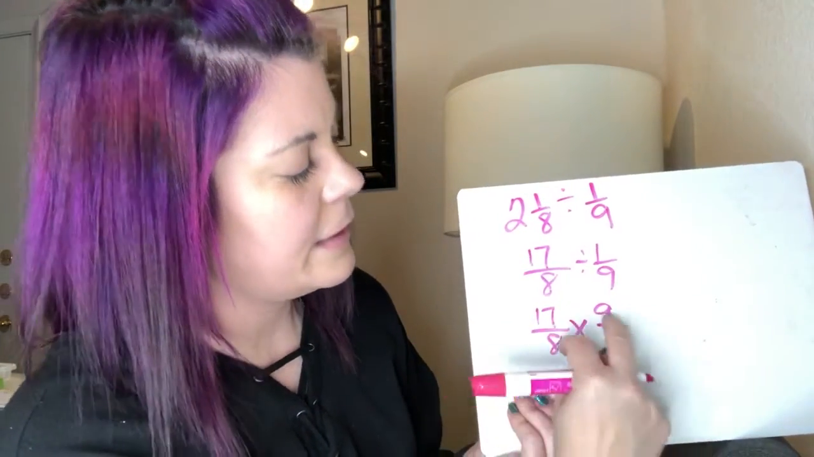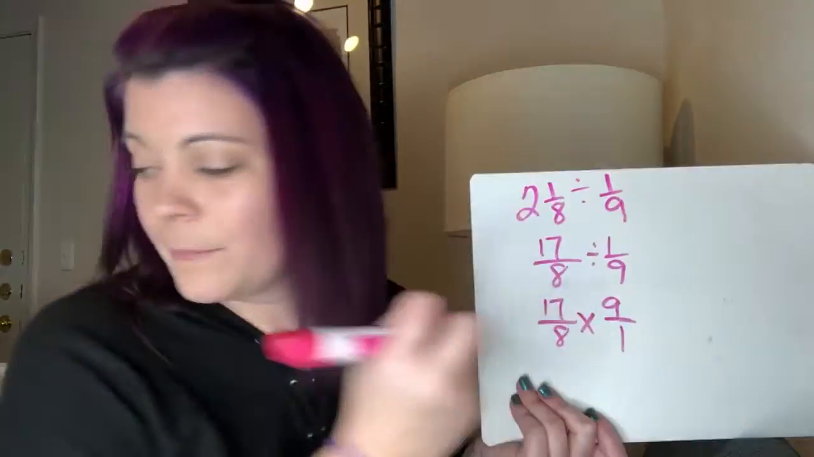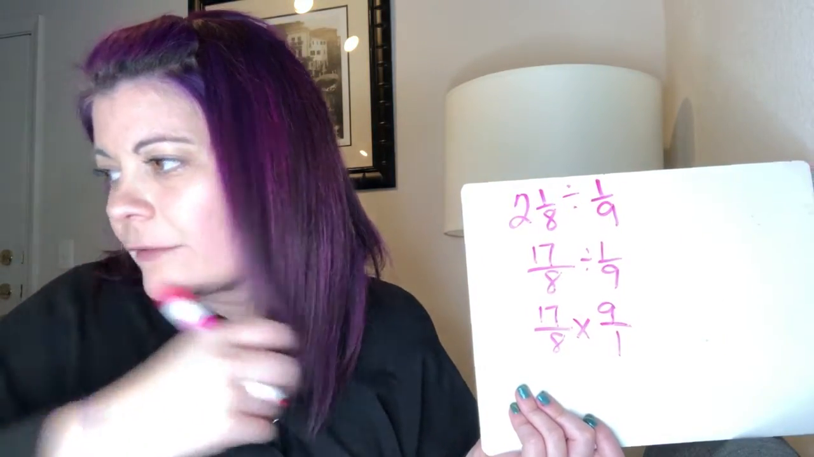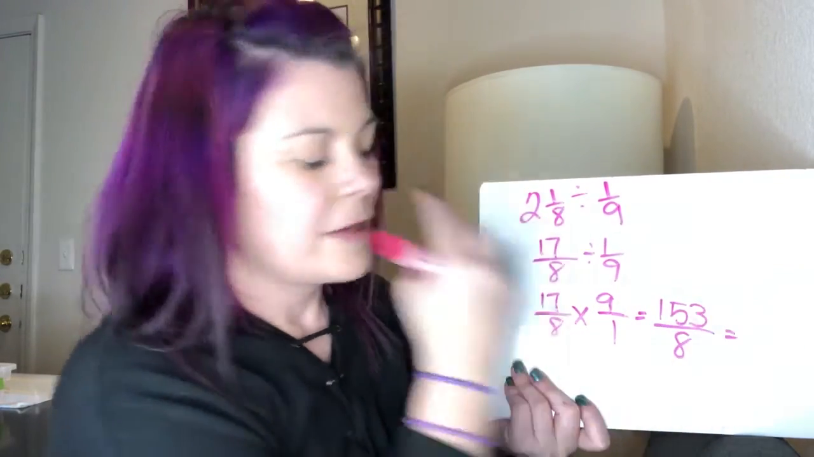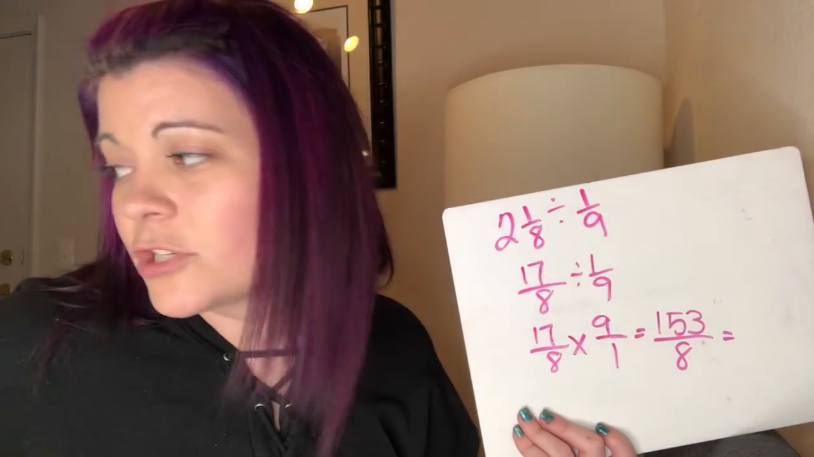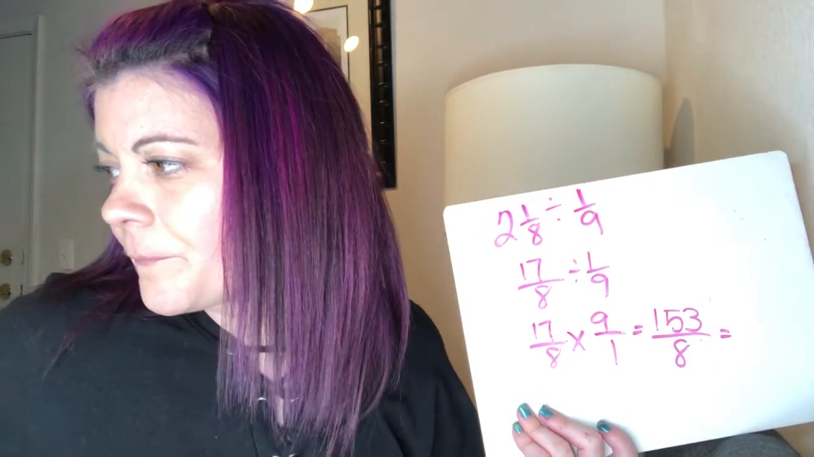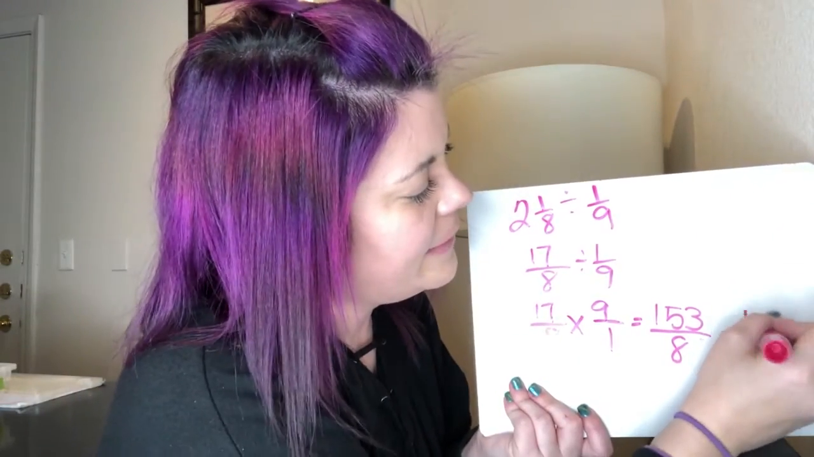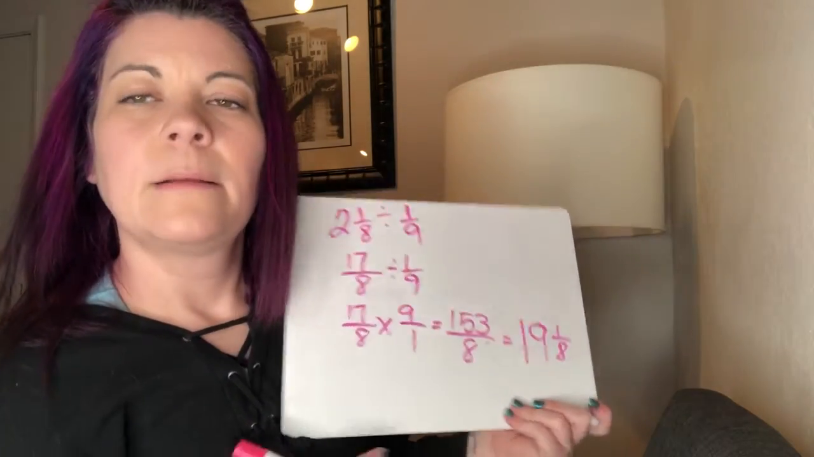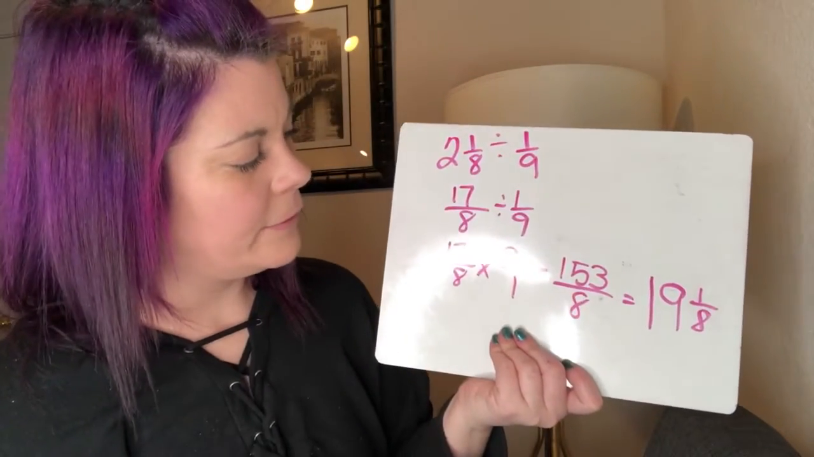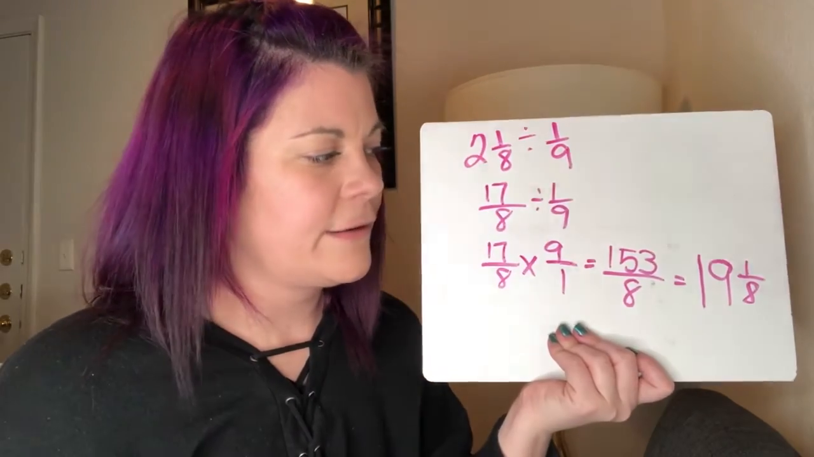Now I can see if I can cross reduce. There's no common factor. 17 and 1 don't have a common factor, and neither do 9 and 8. So I am just going to multiply across. 17 times 9 is 153, and 8 times 1 is 8. And then I'm going to change this improper fraction to a mixed fraction. I say, well, how many times does 8 go into 153? Well, it goes in 19 times. And then 19 times 8 is 152, so I have 1 left over. If you needed to use calculator calculations or do it by hand, I had already worked out the problem, so I know 8 goes into 153 19 times with 1 left over.